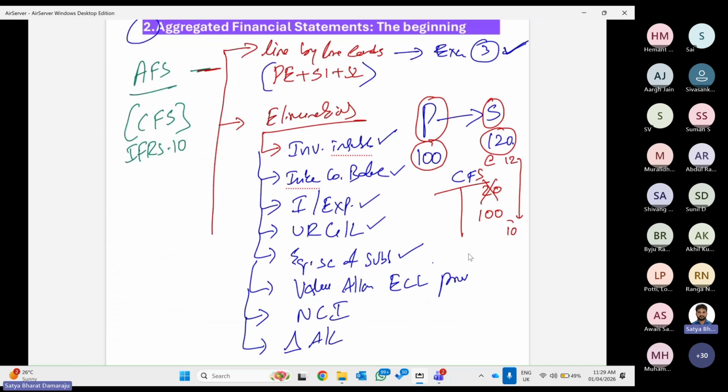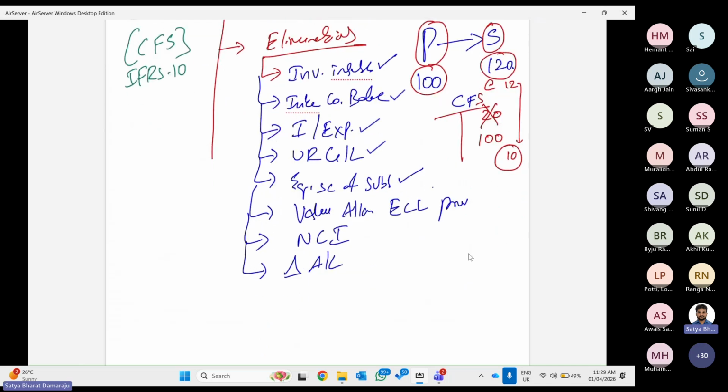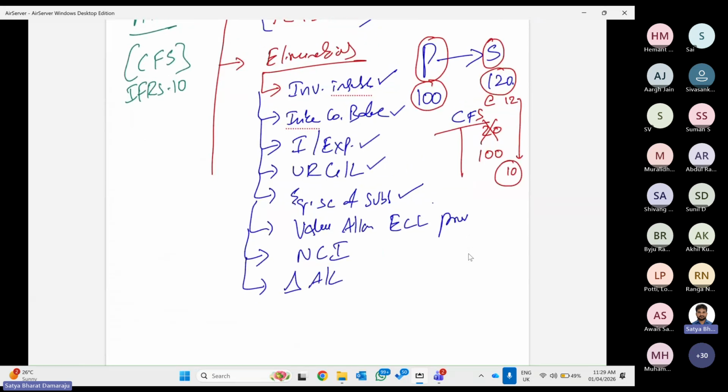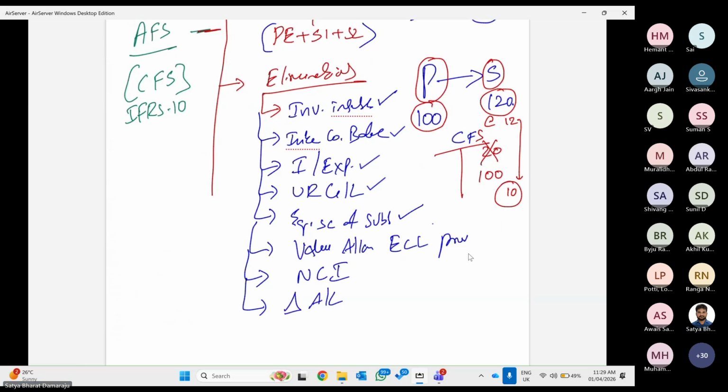We will be taking 10, meaning that the asset or liability changes because of a gain or loss. So multiple adjustments we will do while preparing the CFS. For the AFS, yes, income and expenses should be eliminated. Correct. Unrealized gains and losses should be eliminated. Intercompany balances we will eliminate for preparing the AFS. Valuation allowances, all these adjustments we do just like in the CFS, but not the investment in subsidiaries. We will not eliminate.